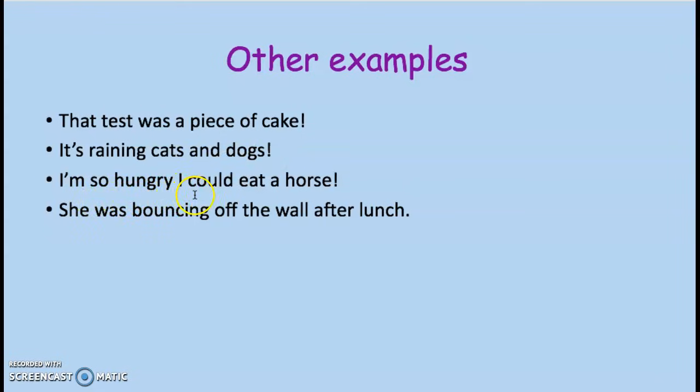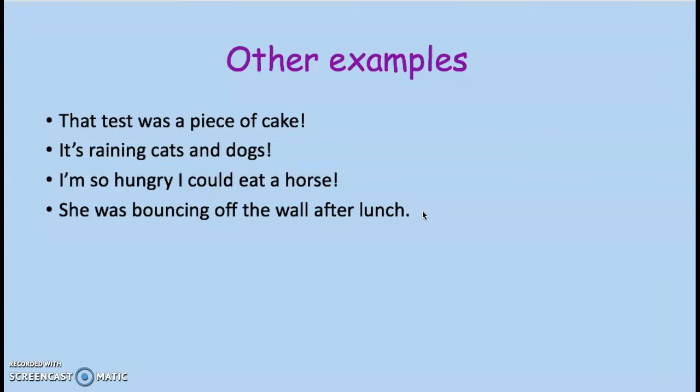I'm so hungry I could eat a horse. Well, of course we're not really going to eat a horse. This would be an example of non-literal language, meaning that we're just really, really hungry. And the last example: she was bouncing off the wall after lunch. We usually mean that someone has a lot of energy or they're very hyper or very active, but we don't normally mean someone is actually bouncing off of a wall.